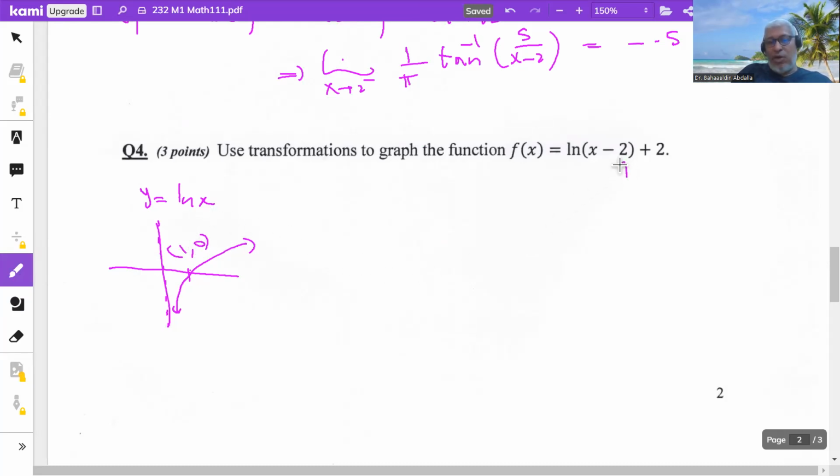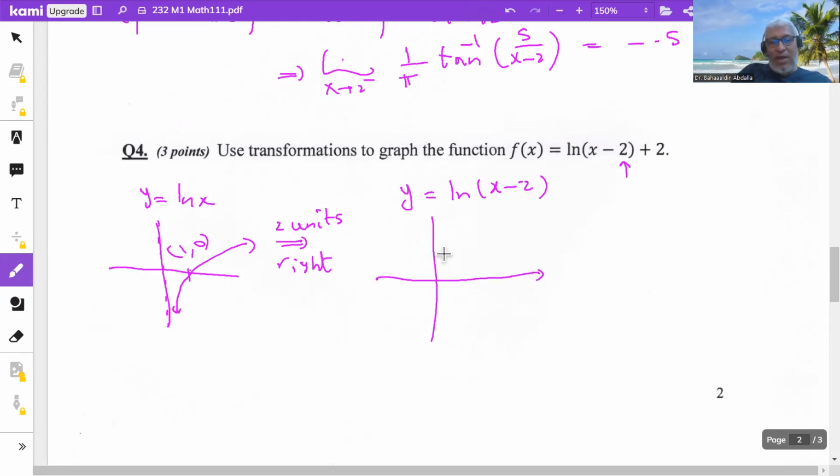Now this 2 means what? It means 2 units to the right. Shift this graph 2 units to the right to graph ln of x minus 2. So when you shift the graph 2 units to the right, this vertical asymptote will be here at x equals 2 instead of x equals 0. And the x-intercept 1, 0 would be here at 3, 0, and the graph would be like this. So this would be the point 3, 0 in this case.